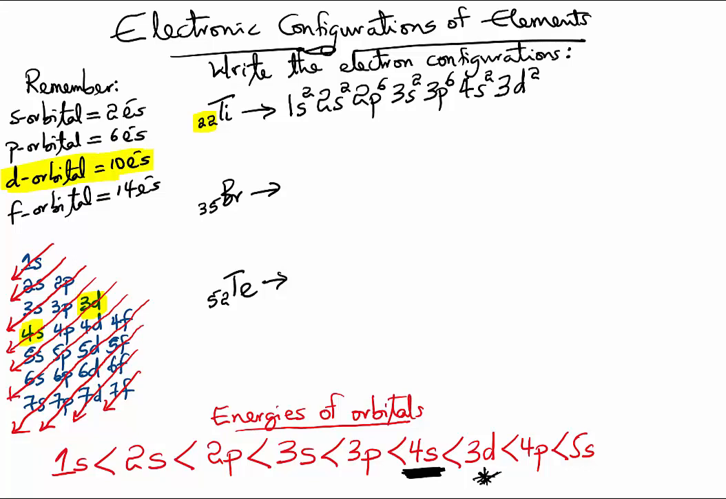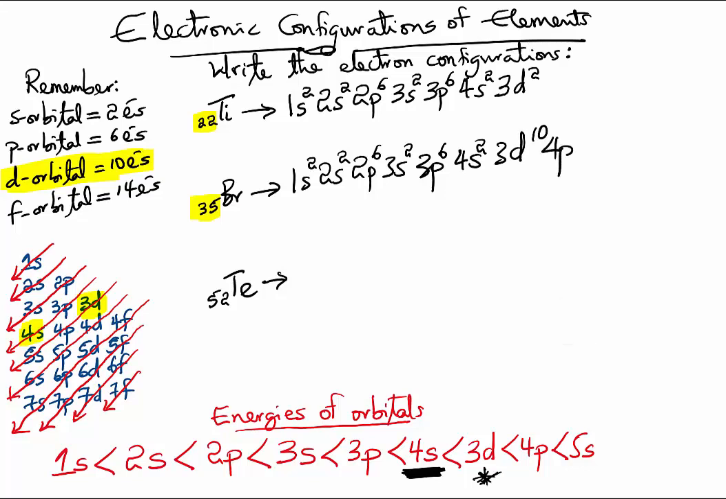Let us look at the electron configuration for bromine. Bromine has 35 electrons and 35 protons. So the electron configuration will be 1s2, 2s2, 2p6, 3s2, 3p6, 4s2, 3d10, 4p5. Why is it 4p5?